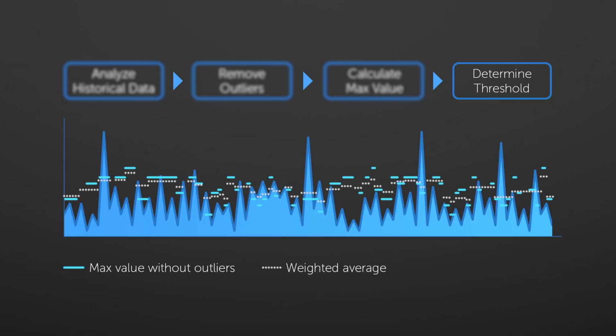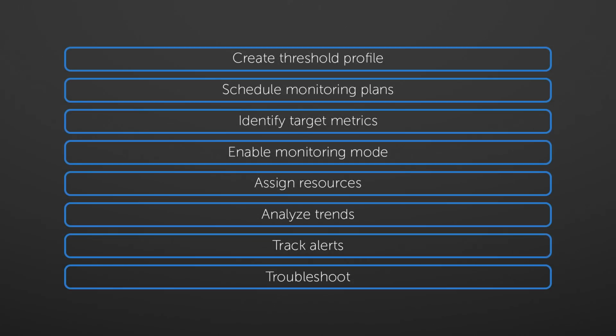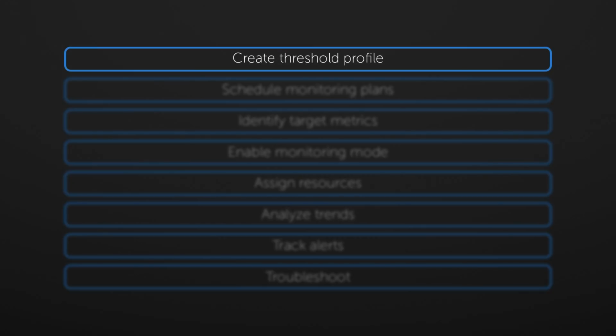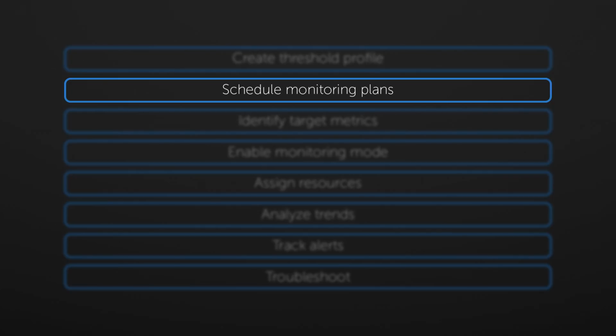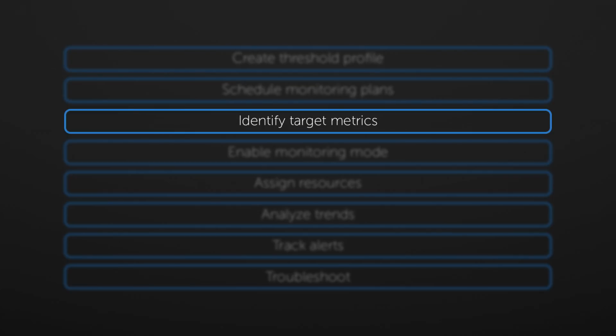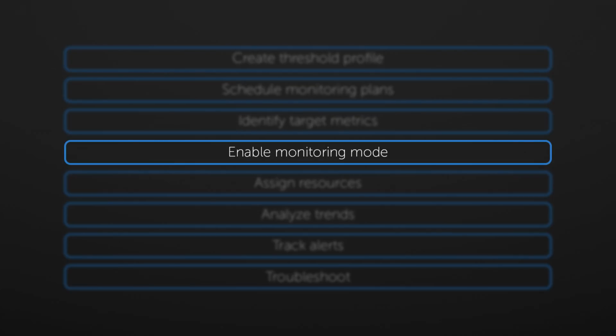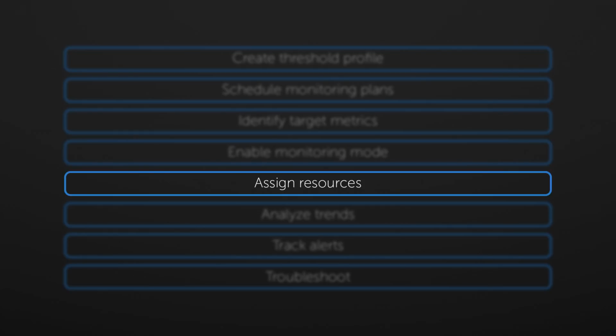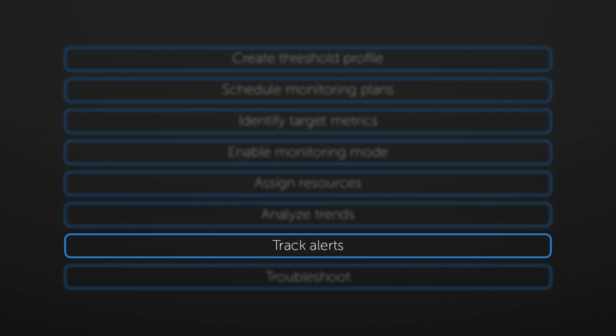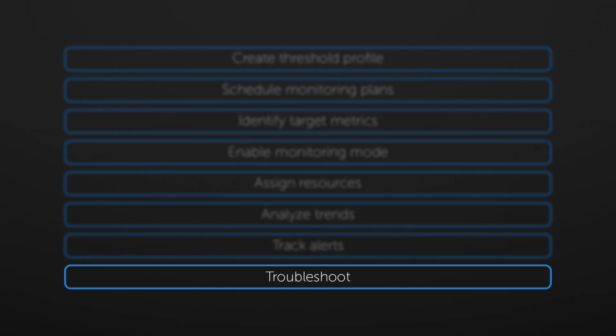You create monitoring profiles with dynamic thresholds to manage user resources such as volumes and virtual machines. Using the threshold profile, you apply dynamic thresholds across user resources within your environment. The workflow consists of creating the threshold profile, scheduling monitoring plans, identifying the target matrix, enabling monitoring mode, assigning resources, analyzing trends, tracking alerts, and troubleshooting.